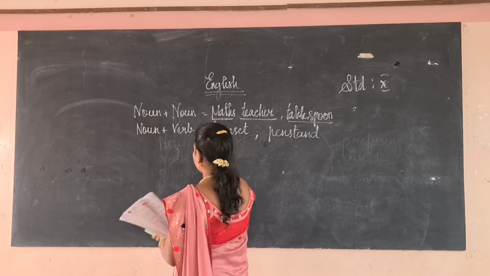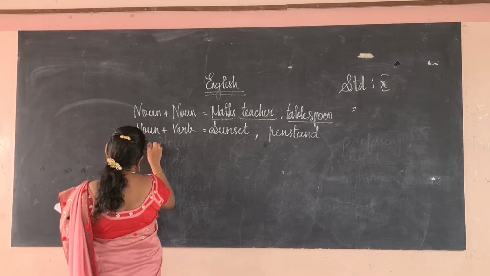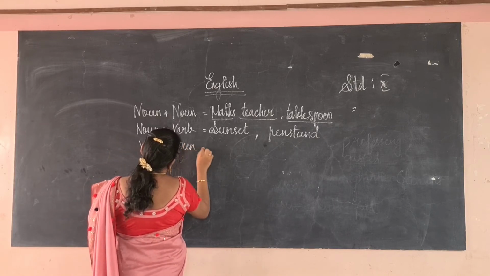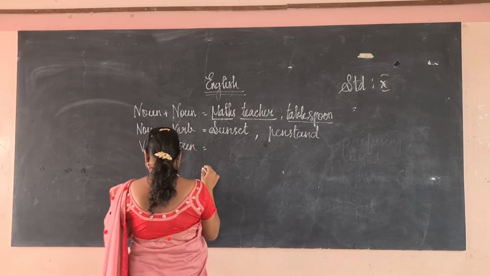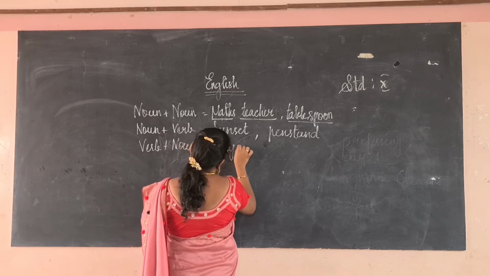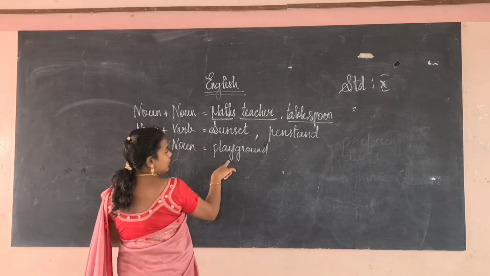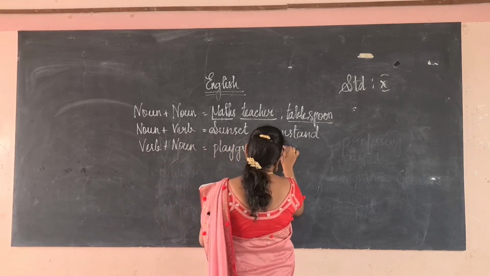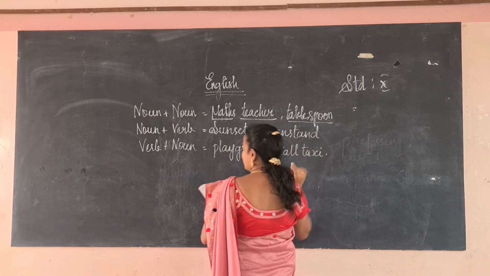And the third one, verb plus noun. An action word, then a naming word. They have given watchman. So we will write playground. Play is a verb, ground is a noun. And call taxi. Call is a verb and taxi is a noun.